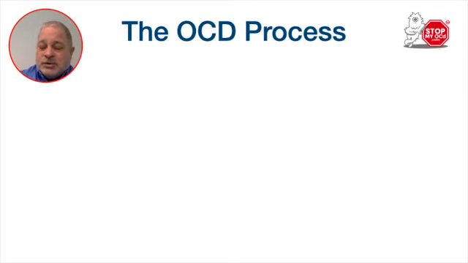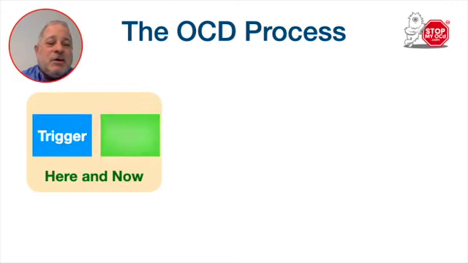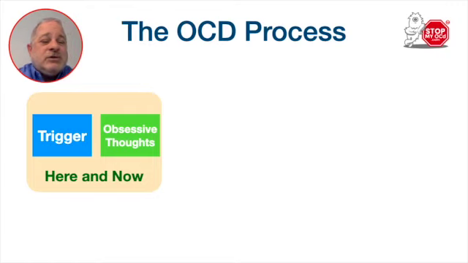So in order to explain this further, let's take a look at the OCD process. In the OCD process, there's two worlds. There's the here and now, and in the here and now, we typically will have something that triggers what we call an obsessive thought. So something may happen and I start thinking to myself, my hands might be contaminated. Now, the good part about being in the here and now is that it's all based upon factual information and our senses.